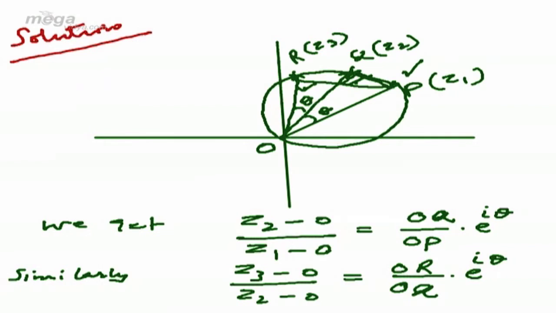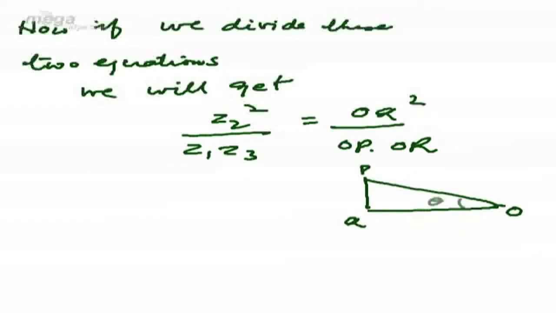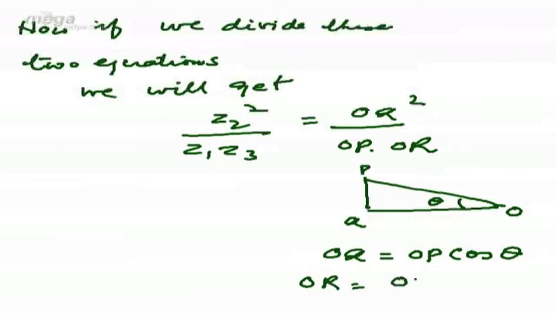Now OQ can be written as OP cos theta and OR can be written as OP cos 2 theta, because this makes a right angle triangle OPQ. So OQ becomes OP cos theta. Similarly, OR becomes OP cos 2 theta.